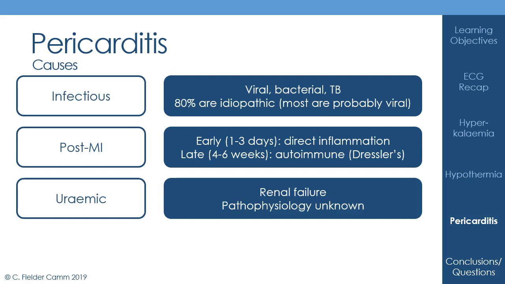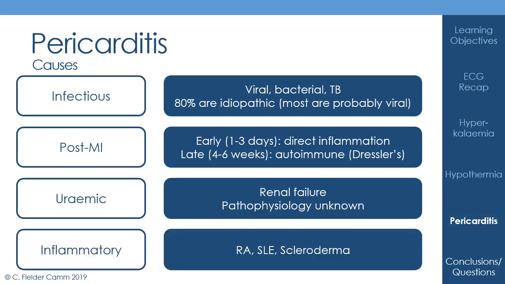You can get a uremic pericarditis, and indeed this is one of the complications of renal failure. The reasons why it occurs aren't clearly established, but it is a complication of uremia that you should look out for if you've got patients with severe kidney failure. And you can get inflammatory pericarditis, particularly rheumatoid arthritis, lupus, and scleroderma are all big causes or potential causes of pericarditis and other serositis.